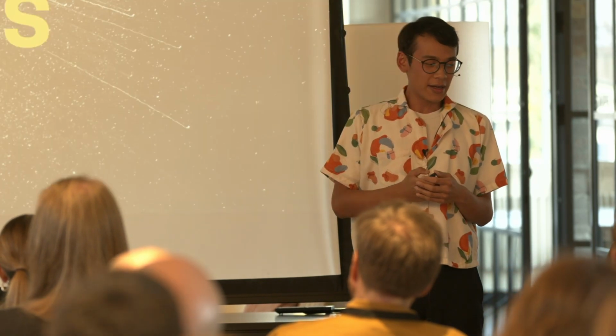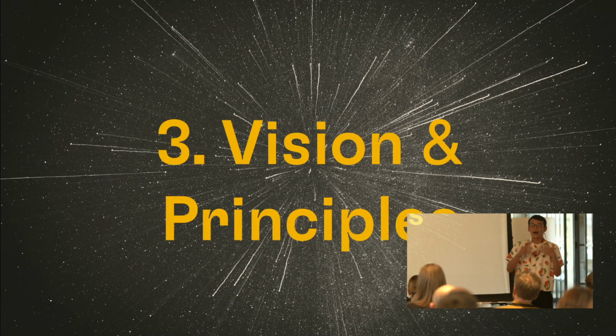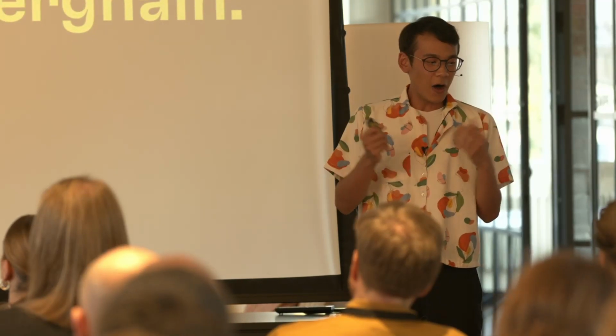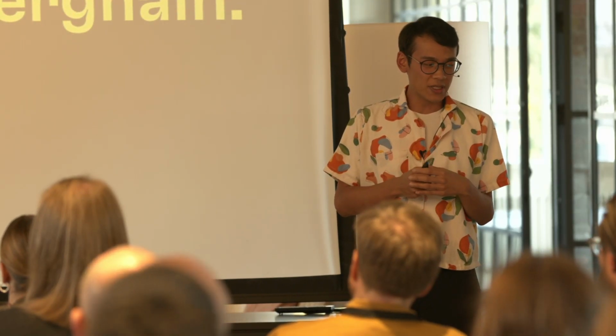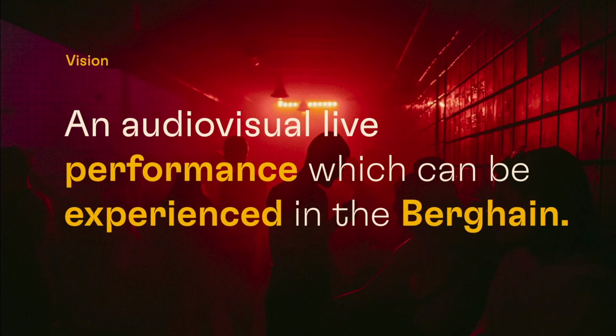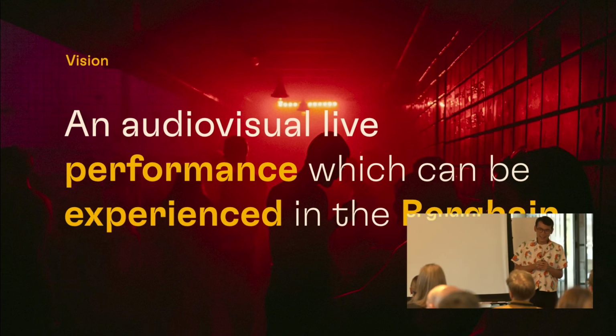And with all of this information, we need to create a vision and principles. This is where we needed to understand how do we want to sound like, what do we actually aim for, and what is our music style. And for the vision, we were quite aligned on that, which is we wanted to create an audiovisual live performance which can be experienced in the Berghain in Berlin. Maybe one day. It's still a vision, right? And next to that, we also defined 3 principles which define actually our music style.